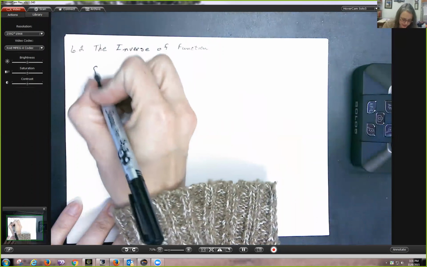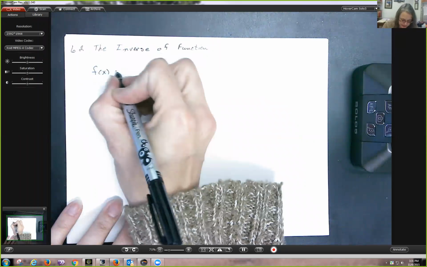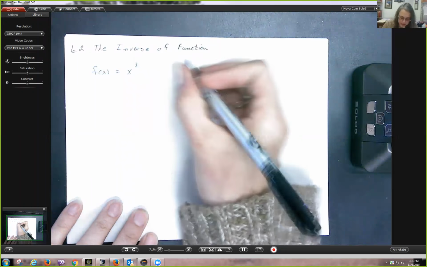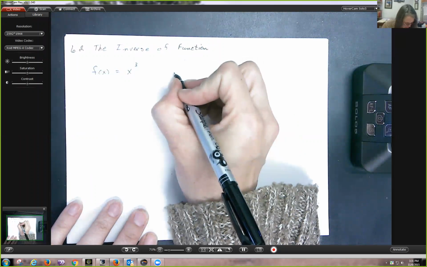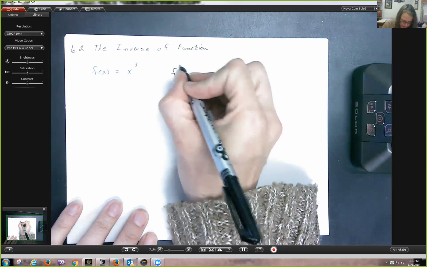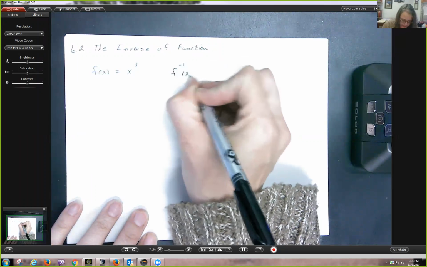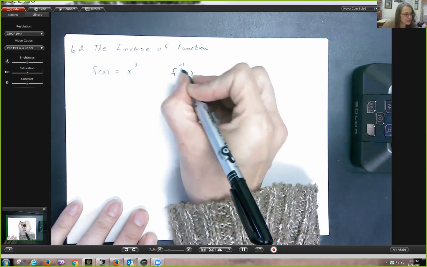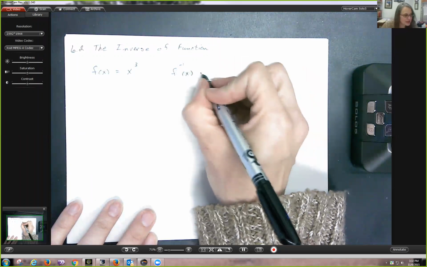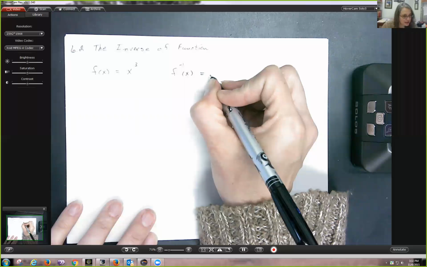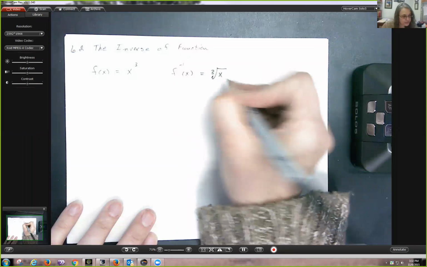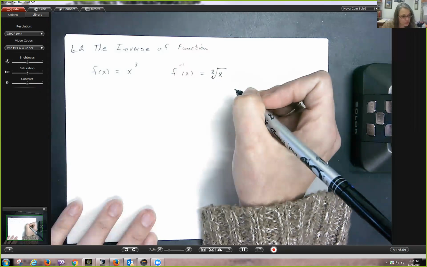So for example, f of x equals x to the third power. The inverse of f, which we sometimes write as f inverse. So that -1 exponent is just a fancy way of saying inverse. You know what undoes x to the third? It's the cube root of x.